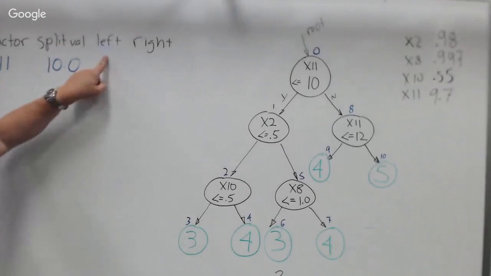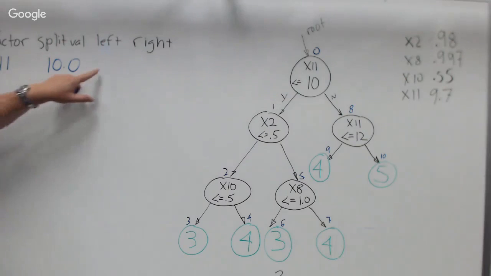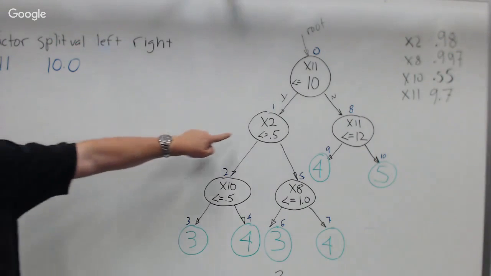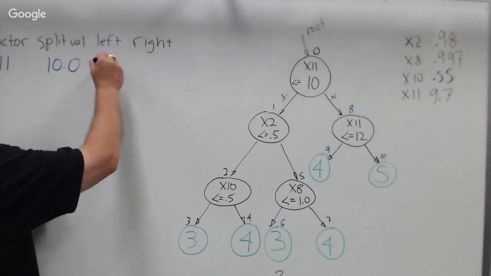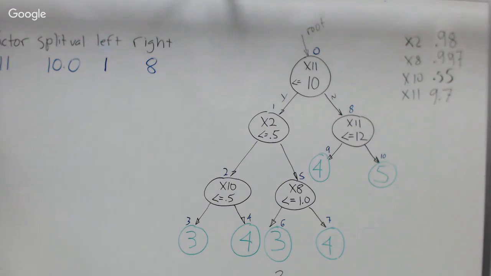And by the way, this first row is always the root. If we're querying the root and the value of factor 11 is less than or equal to 10, this column tells us which row represents our next decision node. So I've labeled it there, it's 1. And if we go to the right, it's 8. Does everybody get that?